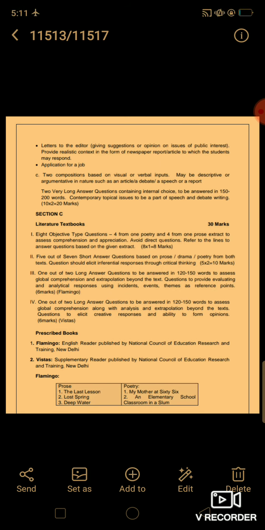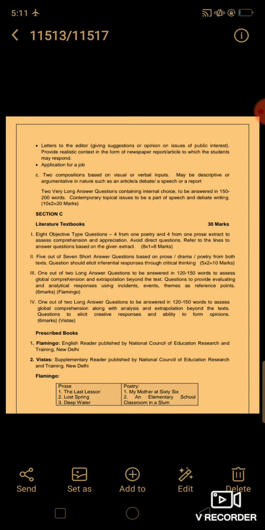Next question, 5 out of 7 short answer questions based on prose, drama, poetry from both texts. 7 questions you will be given, and out of 7 you need to attempt any 5 questions, and that will carry 2 marks each. It will be either from prose, both the lessons, Vistas and the Flamingo, and drama or poems.